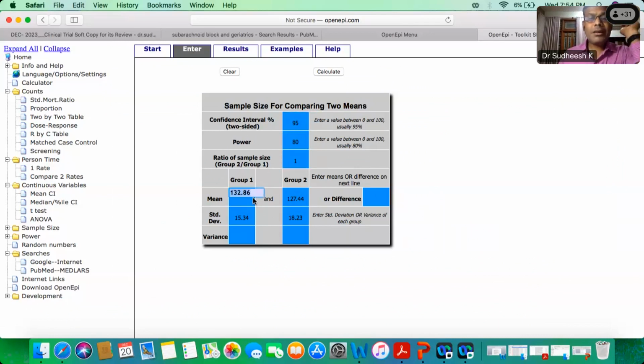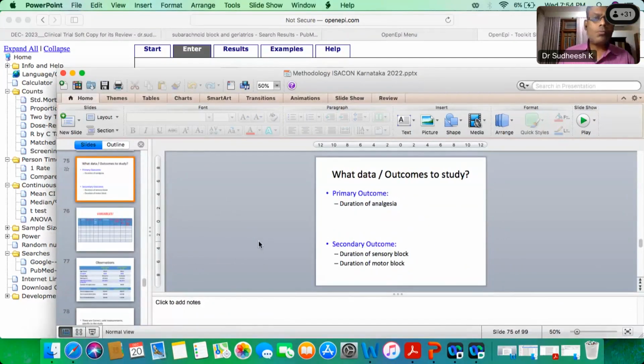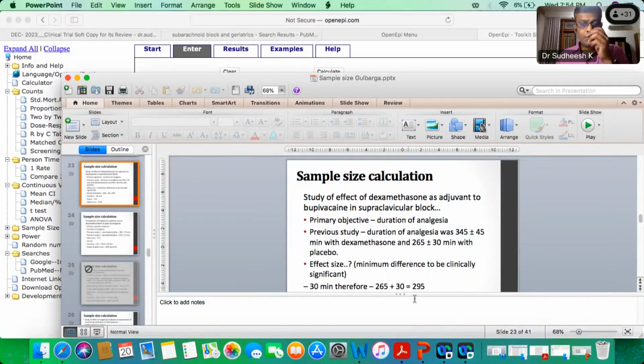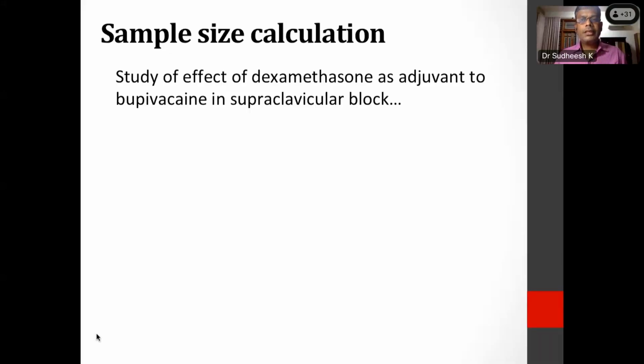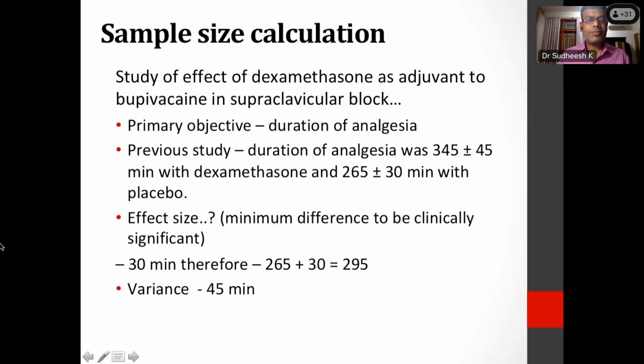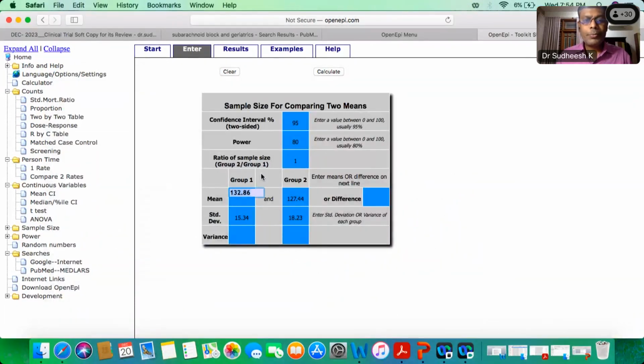Now, as per the previous data, if I open here, you notice the duration of analgesia in group A is 265, group B is 295, and the variance is 45 minutes. I just enter the same thing here. So group A is 265 minutes, and as per the previous study, the standard deviation was 30 minutes.